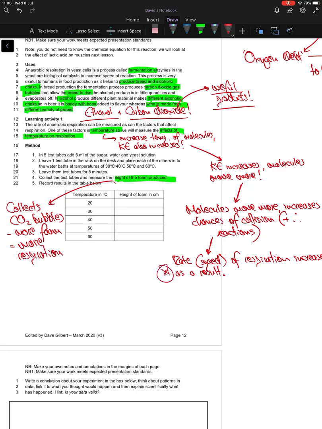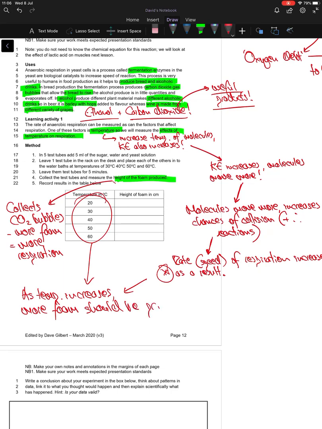So based on this explanation over here, what do you think is going to happen as the temperature increases? As the temperature increases, more foam should be produced. Why would this be? Because respiration is happening more quickly.